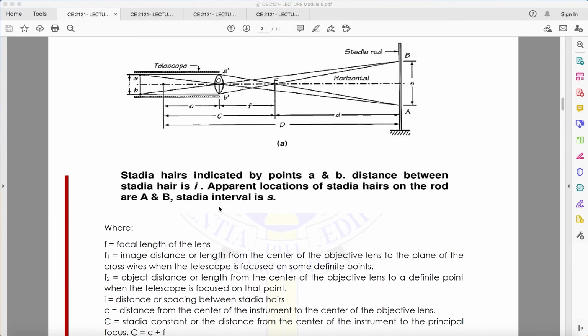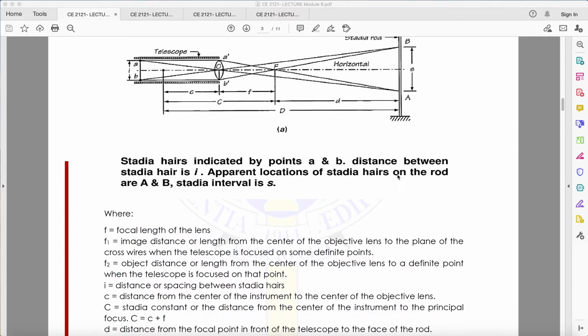The stadia interval I is the distance or spacing between the stadia hairs. So if this is one stadia hair and this is the other, it is the reading between them. While the stadia intercept is the difference between the upper crosshair reading and the lower crosshair reading.